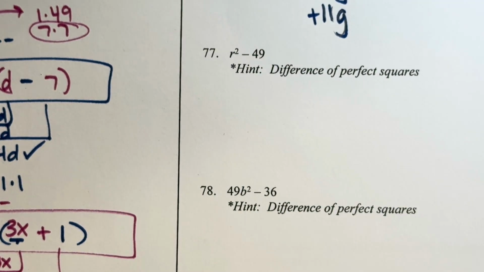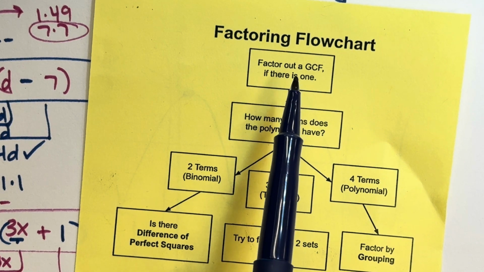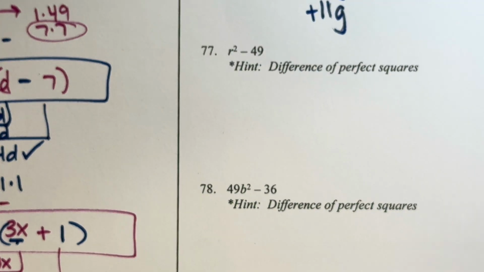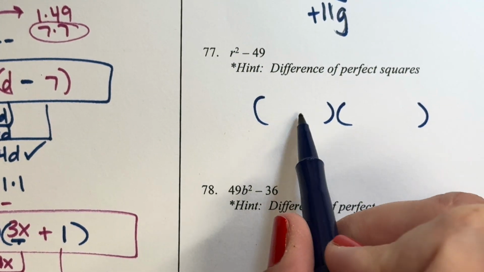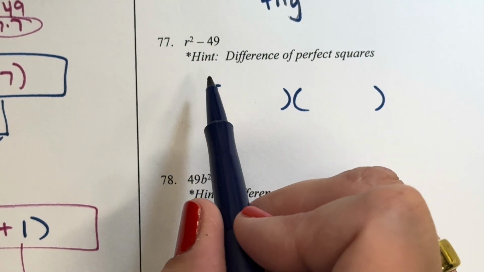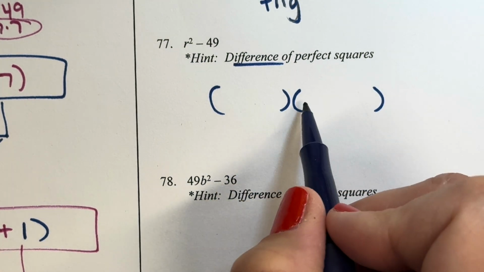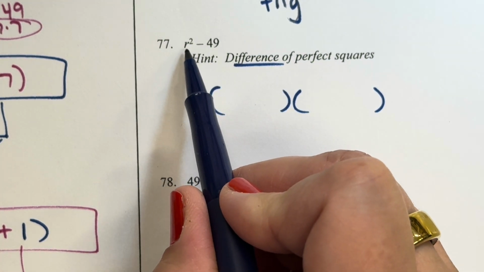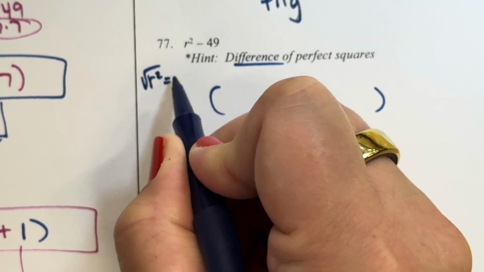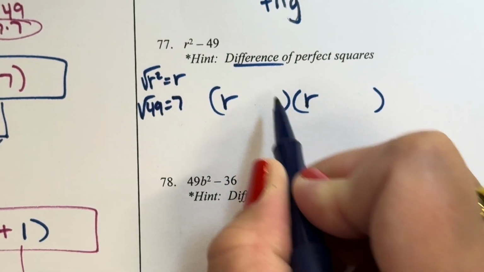This one, if we think about this little guy here, there is no greatest common factor. There are 2 terms, so we're going to try difference of perfect squares. Difference of perfect squares means that we have 2 sets of identical parentheses, except their signs are opposites. So we do difference of perfect squares if we have a subtraction sign, which we do. And then can we take the square root of r squared? Yes. The square root of r squared is r. The square root of 49 is 7.